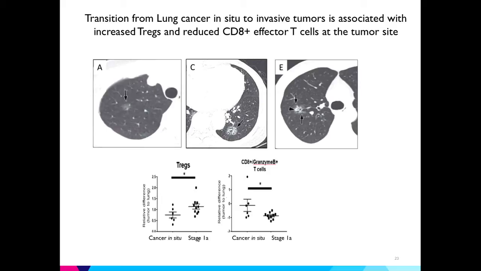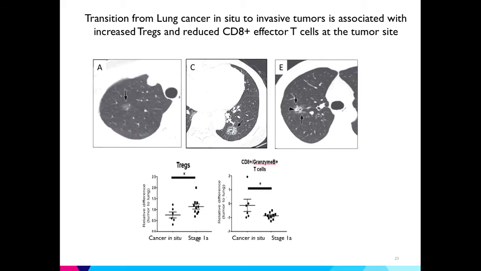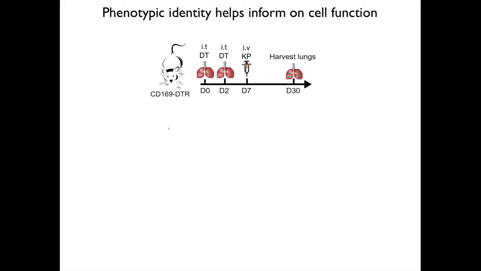And what we found is that during this transition from non-invasive to invasive, we saw a sharp increase of the T-reg compartment, which was associated with the reduction of CD8 effector cells. Which is what we also saw in our mice. So what we decided to do is to ask whether this change of T-cell compartment could be instructed by this embryonic macrophage compartment.